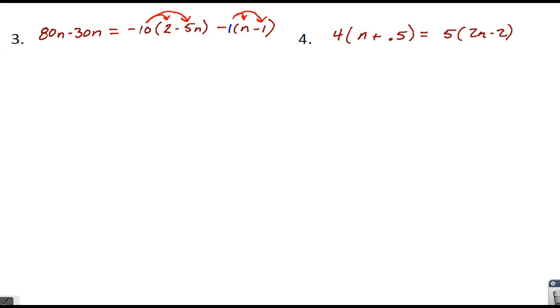So first thing, I'm going to bring down 80n minus 30n. Put an equal sign there, and put a nice straight line because it's going to be kind of a long equation. Negative 10 times 2 is negative 20.